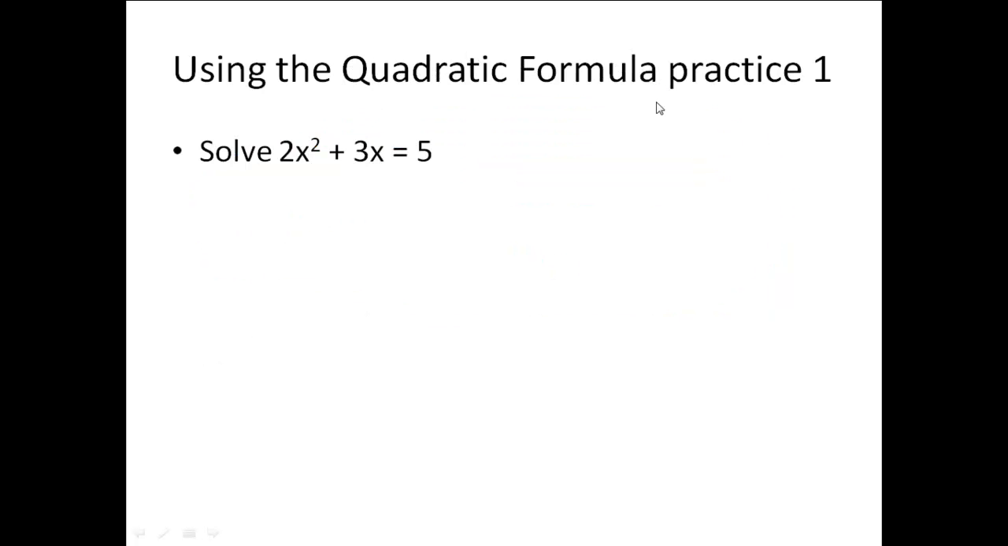Okay, we're going to practice using the quadratic formula. Now, if I look at my equation here, 2x squared plus 3x equals 5, I'm not in standard form. I need to subtract the 5 over so I have it set equal to 0. So I'm going to end up with 2x squared plus 3x minus 5 is equal to 0. Now I've got my equation in standard form, so I can go ahead and use the quadratic formula.